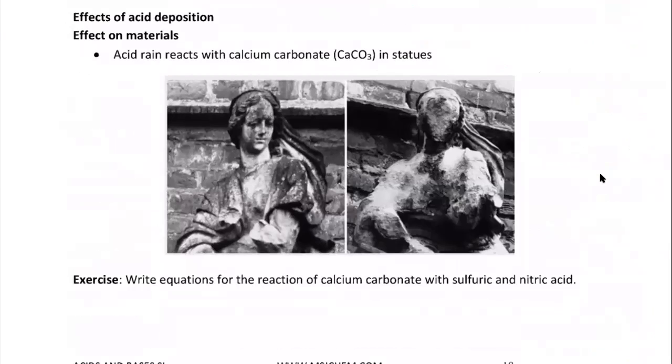Well, they can affect materials. So statues are made usually out of calcium carbonate, and carbonates react with acids, okay? Carbonates are one of the things we talked about that react readily with acids. And so when you see old statues in ancient places, or even things like the pyramids, all these things are being affected by acid rain. And so the worse this gets, the more things like that are going to deteriorate.